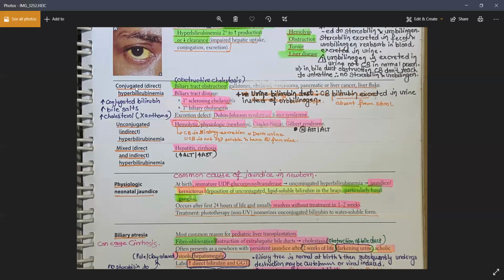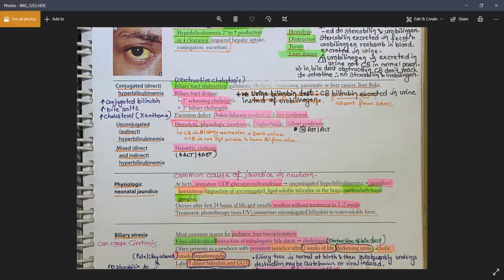So what are the causes of conjugated hyperbilirubinemia? See, conjugation is happening, which means the liver is absolutely normal. And because conjugated hyperbilirubinemia is there, that means the defect must lie after the liver, right? It could be because of obstruction. The causes of obstruction include gallstones, cholangiocarcinoma, and pancreatic cancer. Remember, if you have cancer of the head of the pancreas, then it can block the ampulla of Vater, right? And if the ampulla of Vater is blocked, then you will have conjugated hyperbilirubinemia. Liver fluke can also do that, right?